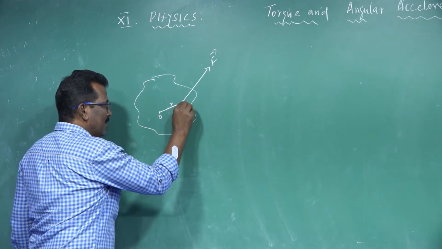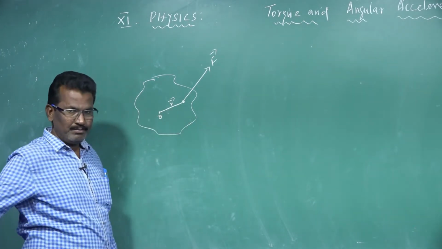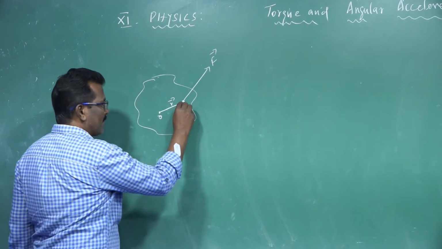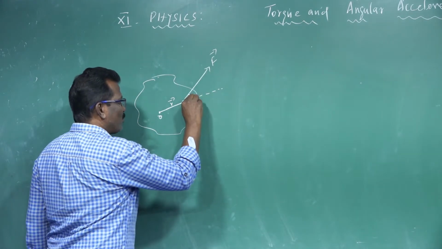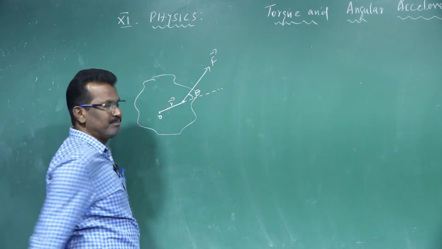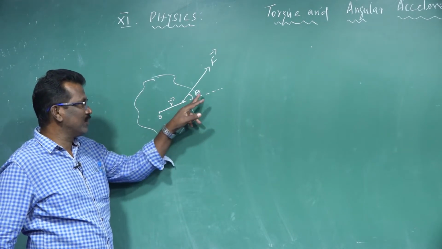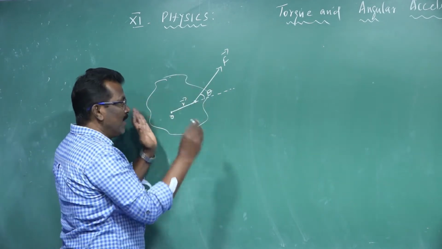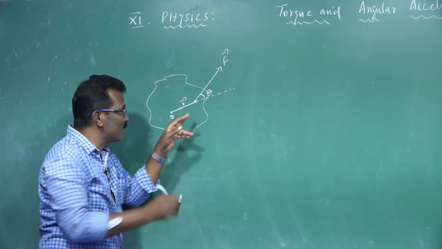This is the particle which is at distance r from the origin. This is the position vector. The position vector makes an angle theta with respect to the force. So theta represents the angle between the position vector and the applied force. Now, how does the body rotate? The force has been resolved into two components at this point.